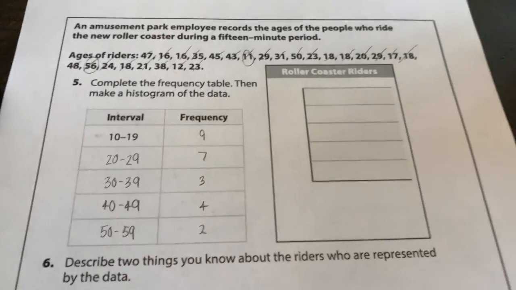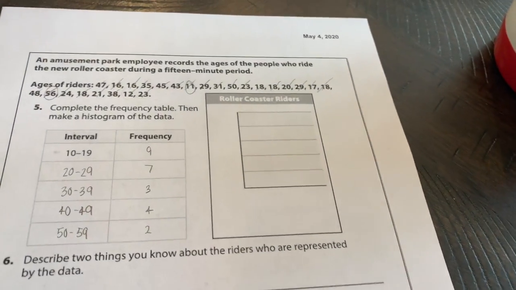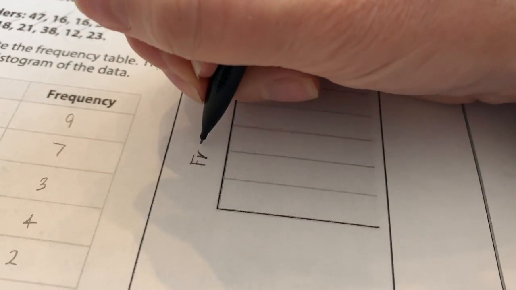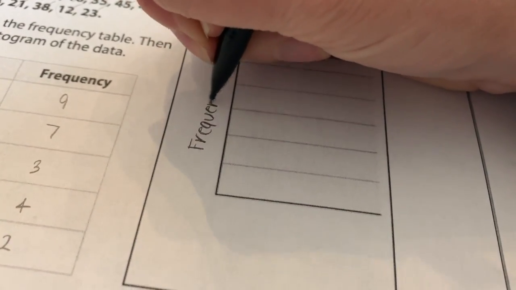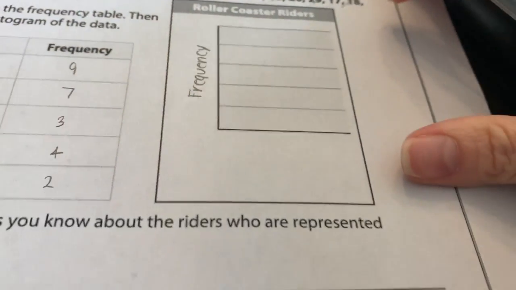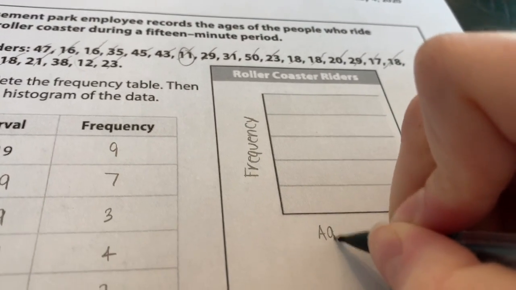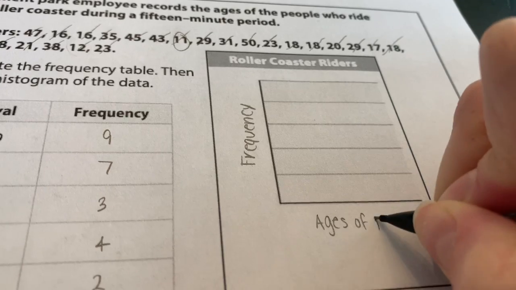So I like that this one is blank to give us some practice with that. On this side, remember this is always the part that shows the frequency, so you want to label it frequency like that. And then the bottom is the ages of riders, right? That's what our data is. So ages of riders.